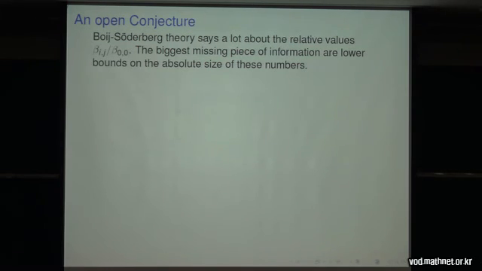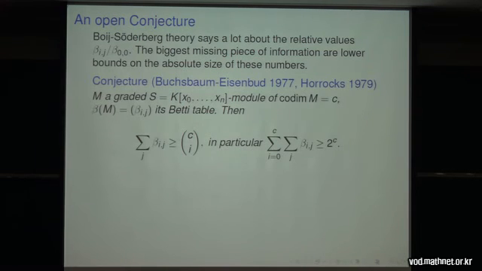So here is another famous conjecture of Buchsbaum-Eisenbud and Horrocks. If M is a graded S-module of codimension c and beta(M) is its Betti table, then the sum of the beta_ij, the rank of the i-th module, is at least c choose i. In particular, if I sum over all the Betti numbers, it's greater or equal to 2 to the c. So that's the lower bound. We would like to have a lower bound on the size, and this is a long-standing conjecture which was only proved in very few special cases.